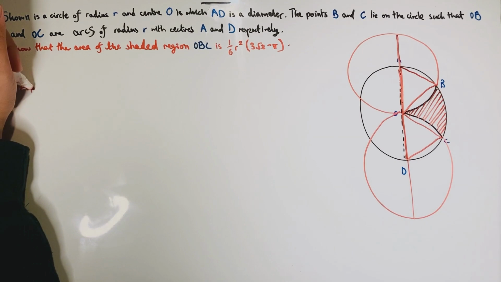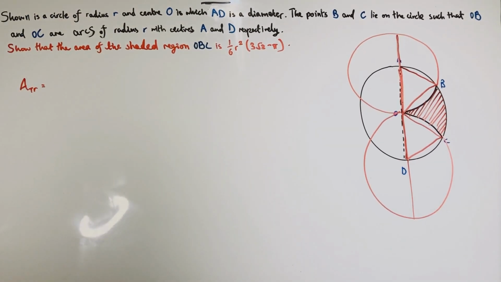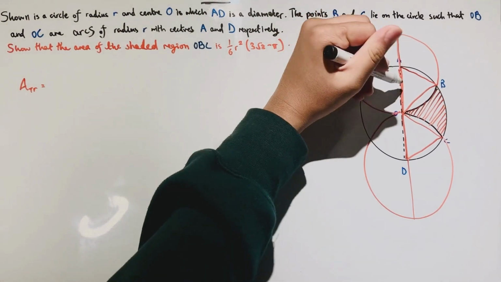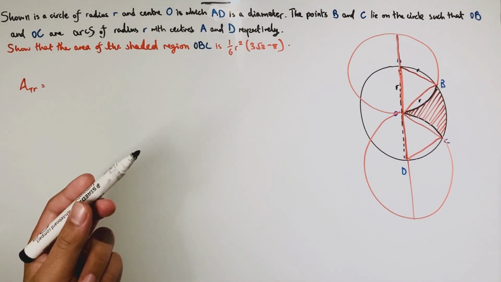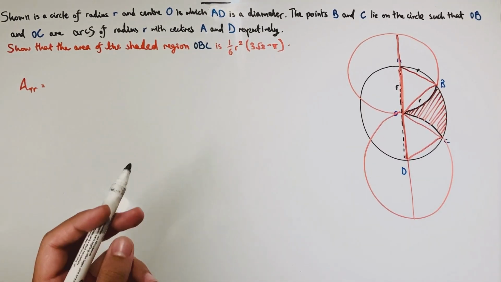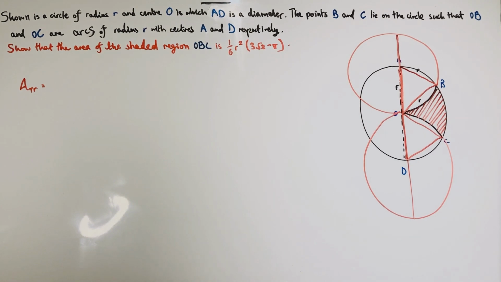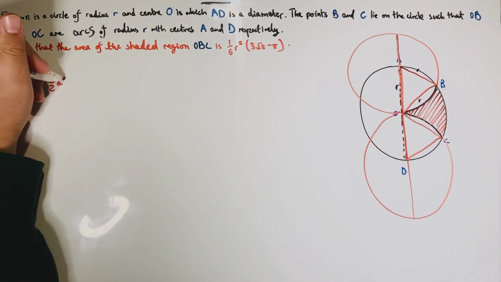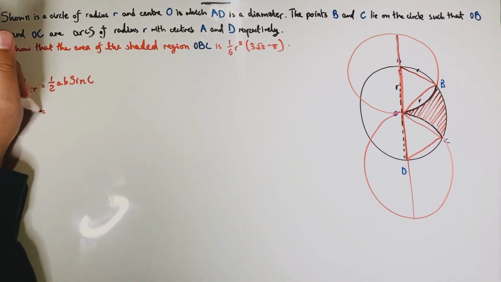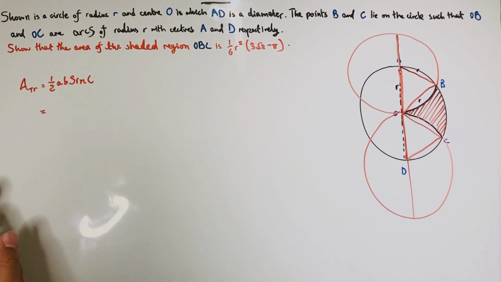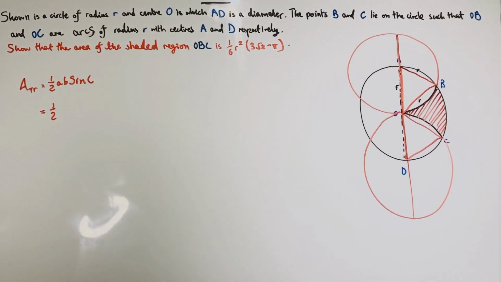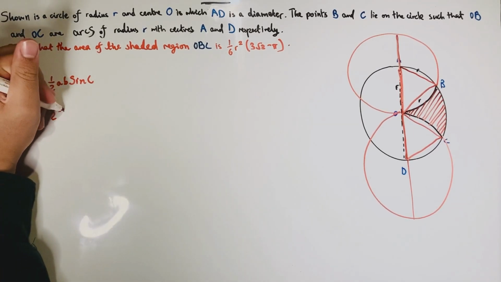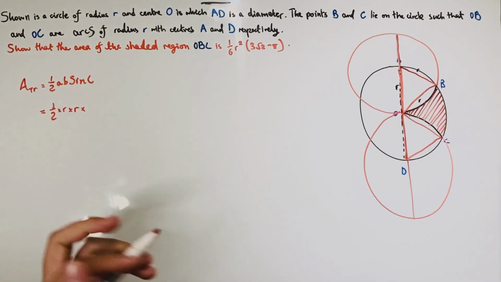What formula should we use? Well, half base times height. We know that this is r, this is r, this is r, but we don't know the height, so it might be more long-winded to do it that way. So I think we are going to be using half ab sine C. What are a and b? They're all going to be r. It doesn't matter what direction we go from, it's all going to be r. So it's going to be half times r times r, and what is going to be the C value?